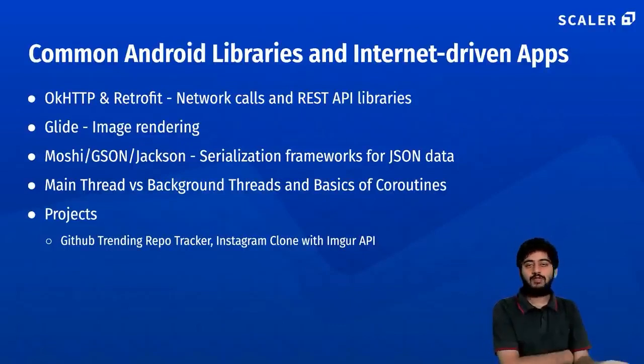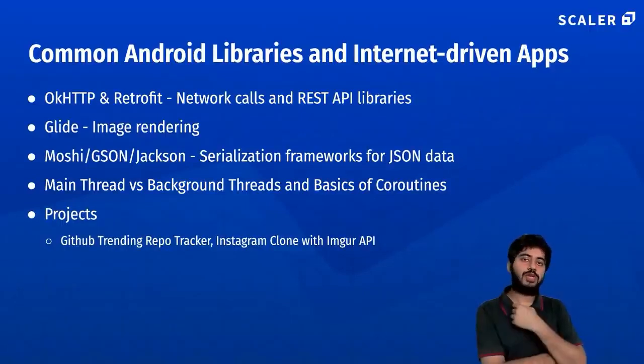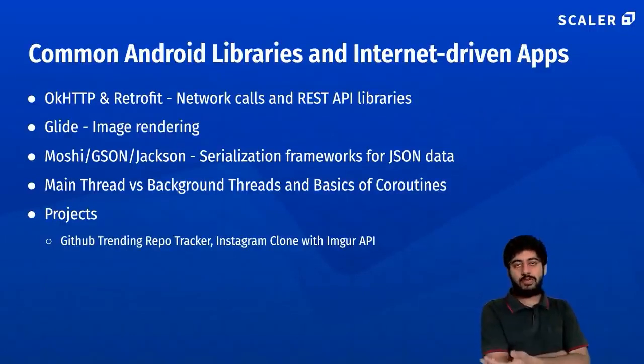So for example, for most network-related stuff, we use OkHttp and Retrofit, which are open source libraries created by Square. Retrofit is for making REST API calls. OkHttp is for making any network calls. Glide is an image rendering library, which is used to render images from a URL to your phone screen.